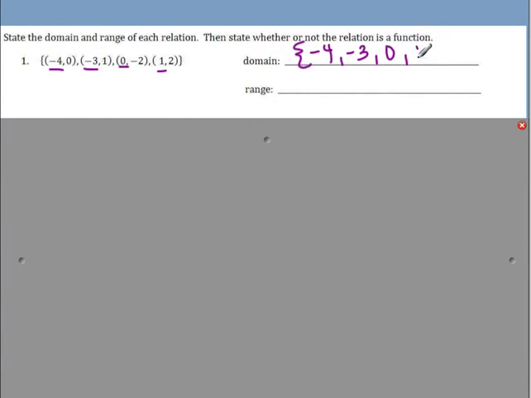All right. And now moving on to my range, those are my y values. I have 0 and 1 and negative 2 and 2. So none of those repeat, but I got to write them in order. So negative 2, 0, 1, 2. Okay, that's my domain and range. Now I need to go ahead and decide, is this a function or not? So remember, to be a function, if we're looking at ordered pairs, none of the x values should repeat. Did any of my x values repeat? No, they did not. So yes, this is a function.